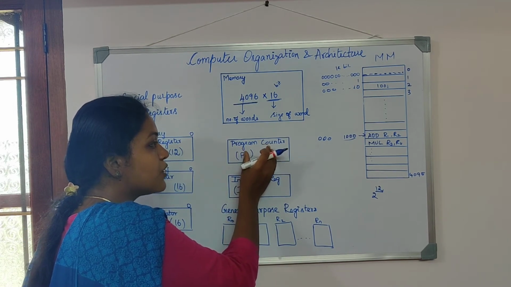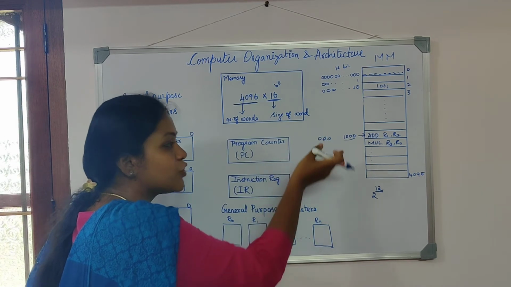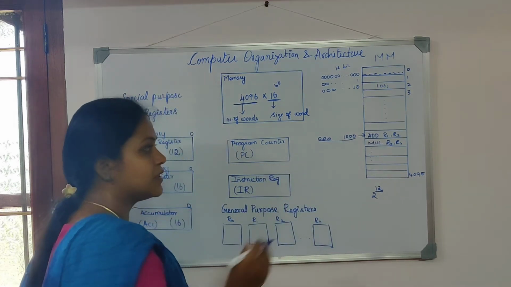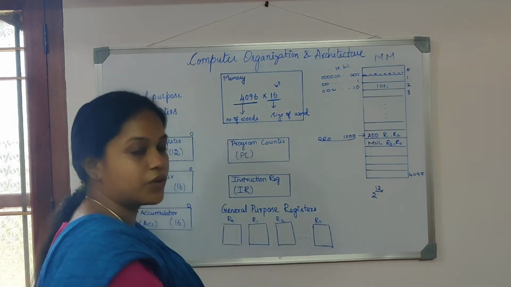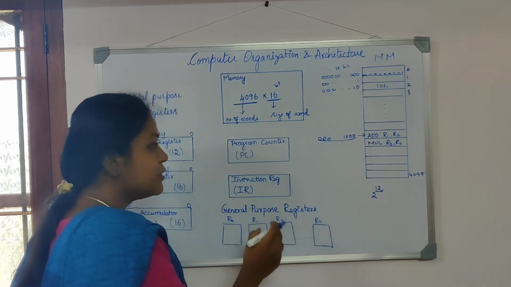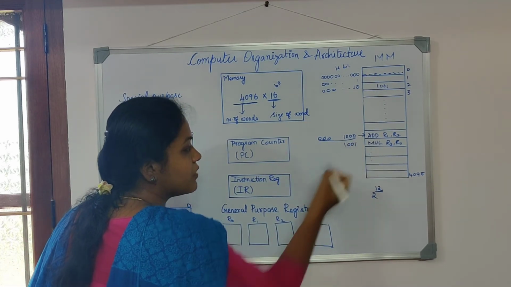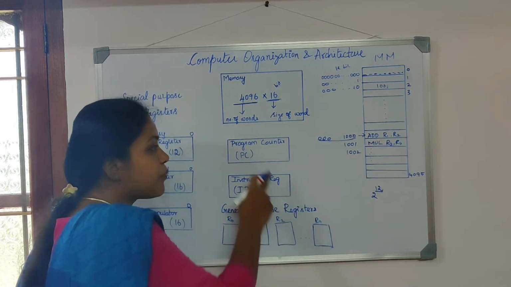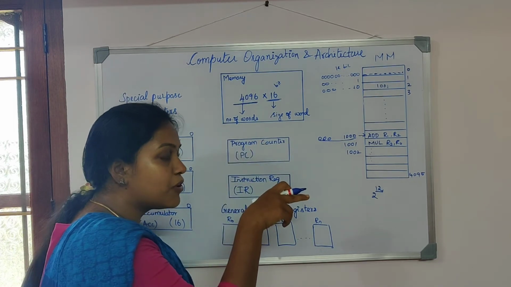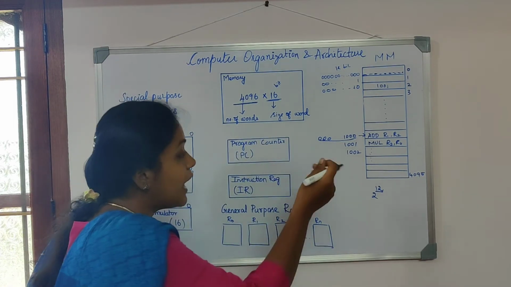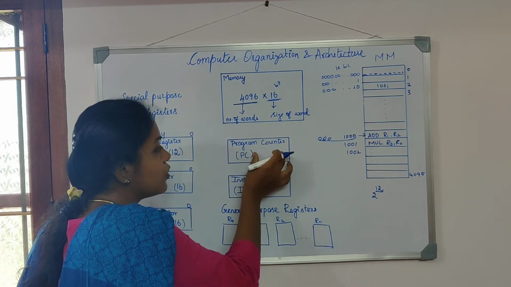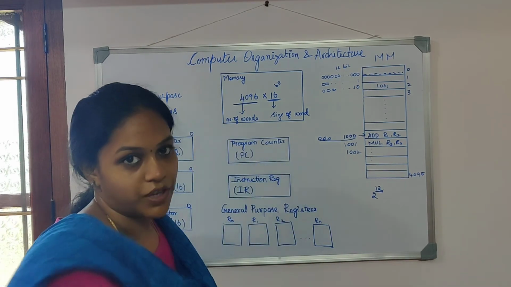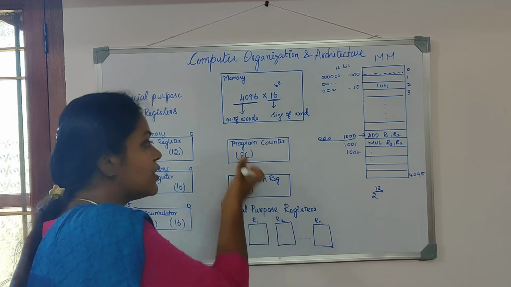The program counter will store the address of the next instruction that has to be brought into the processor. Currently this is the address of the instruction I am going to execute, which means the next instruction will be at 1001, and the next at 1002. The program counter will automatically increment to the next instruction, and show the address of which instruction is to be picked by the processor and executed.